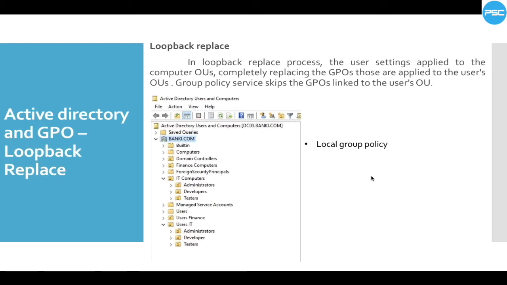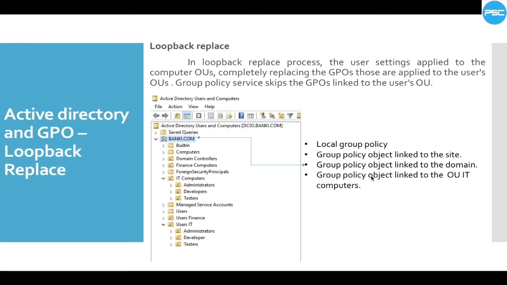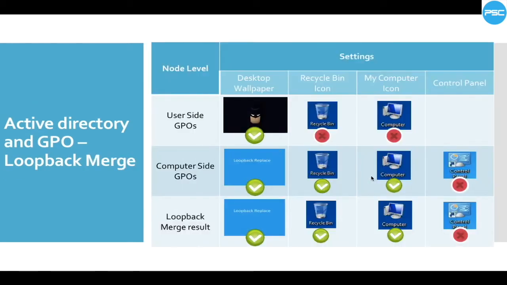In this example, first of all, the local group policy will be applied. Then the group policy linked to the site. Then after, the group policy linked to the domain, here bankydomain.com, right? Then after, the group policy linked to the organizational unit IT computers. And lastly, the group policy applied to the administrative computers, right? So here, the group policies linked to the users' OUs will be ignored completely in this loopback replace group policy implementation process. Okay, let's see a schematic table.